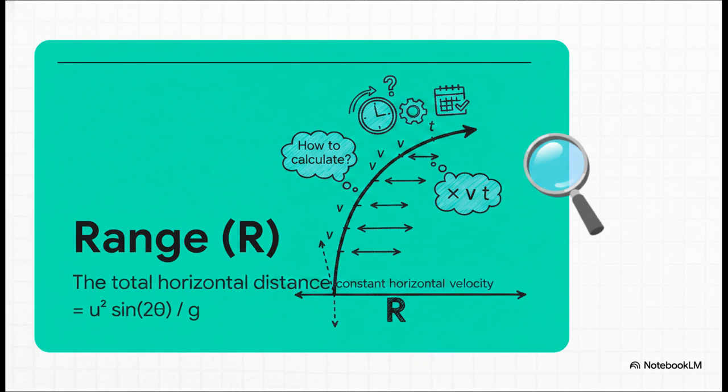And now we get to range. This is the cool part. This is where our 2 separate worlds finally meet. So what is range? It's the total horizontal distance the object covers. So how do we figure that out? It's incredibly simple. You just take the constant horizontal velocity and multiply it by the total time it was in the air, the time of flight. See how it all connects?